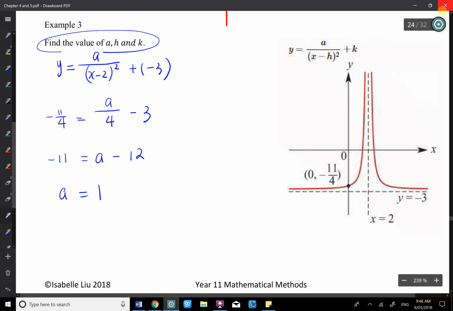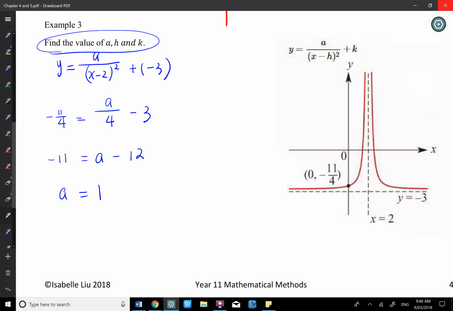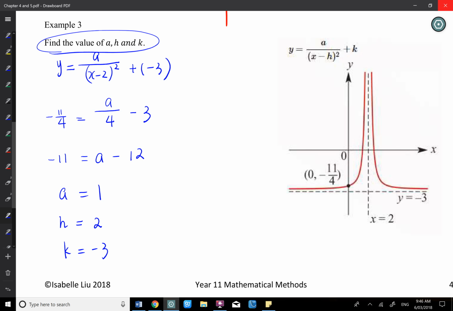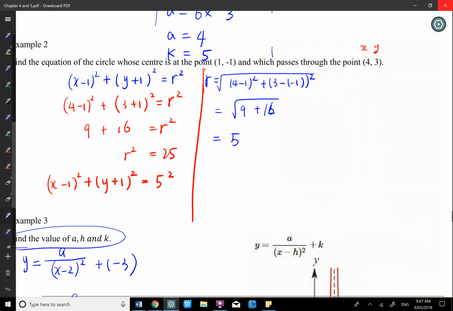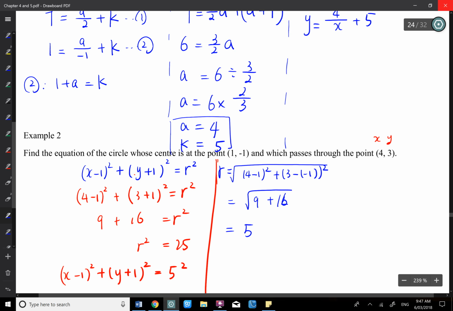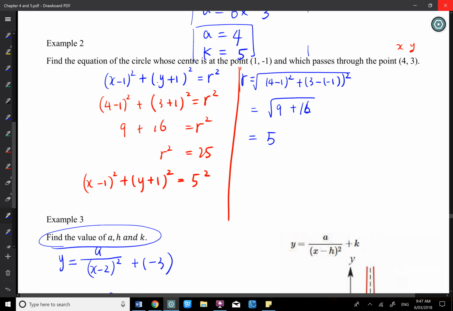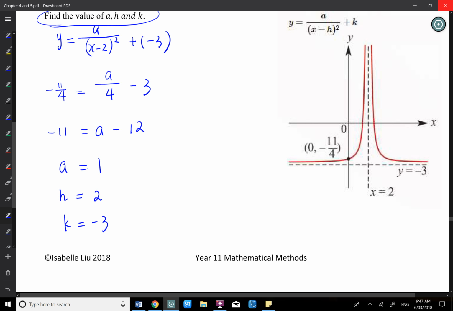So can you see the question? The question is asking you to find the value of a, h, and k, not really asking you to write the equation. So you need to say a is 1, h is 2, and k is negative 3. You need to state the value. You need to answer what is asked. When you just write the equation out, it doesn't mean you answered the question. So you need to explicitly say a is what, h is what, and k is what. Same as the previous page, I have stated a is 4 and k is 5 here. So it asks you the value of a and k, so you need to state the value in the end.